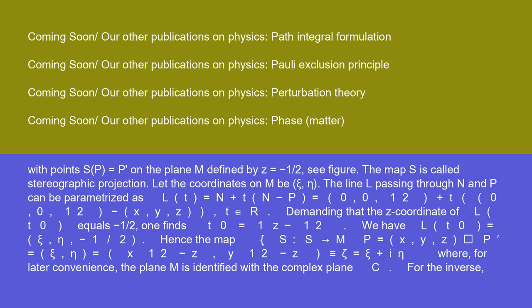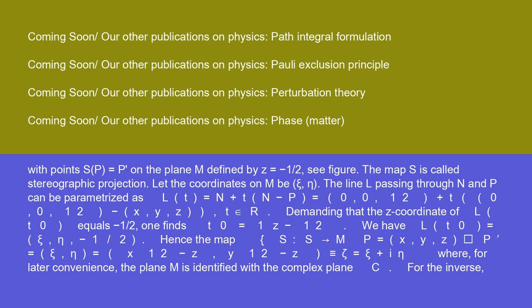T is an element of R, demanding that the Z coordinate of L(T0) equals minus 1/2. One finds T0 equals 1/2 minus z. We have L(T0) equals (psi, eta, minus 1/2). Hence the map S: P = (x, y, z) goes to (psi, eta) = (x/(1/2 - z), y/(1/2 - z)), which is identified with zeta = psi + i eta, where, for later convenience, the plane M is identified with the complex plane C.